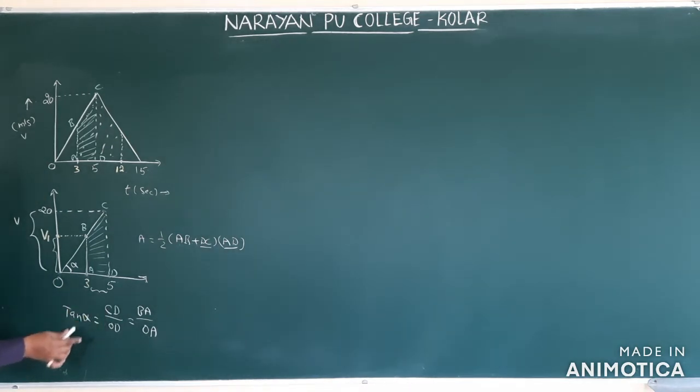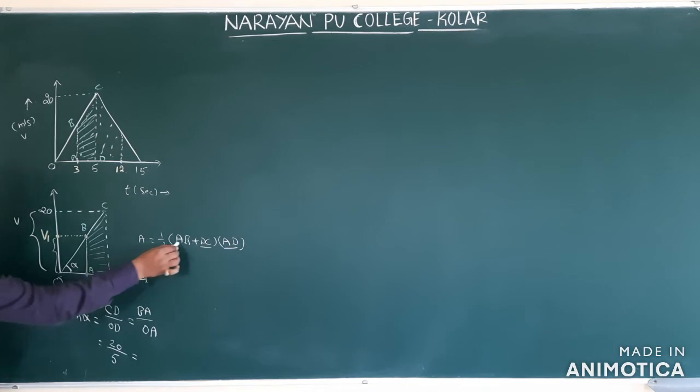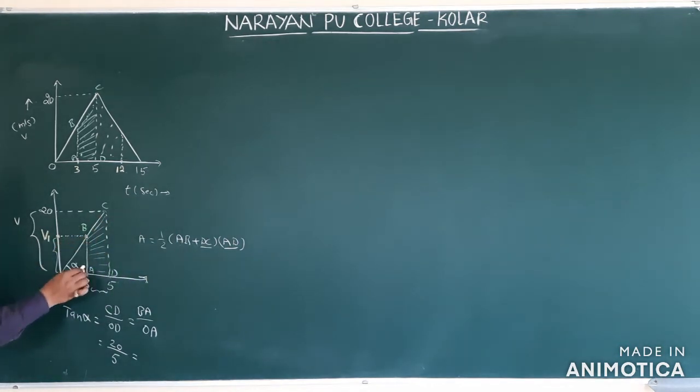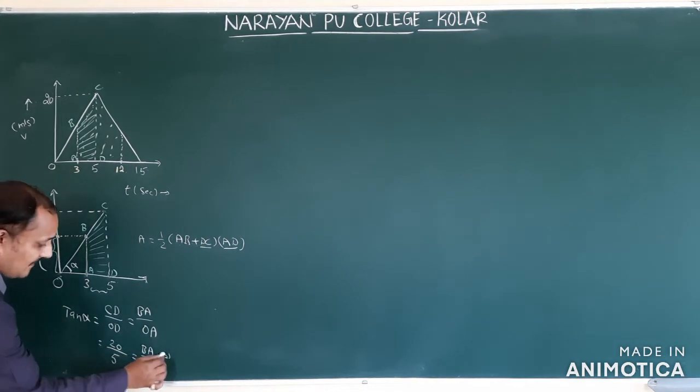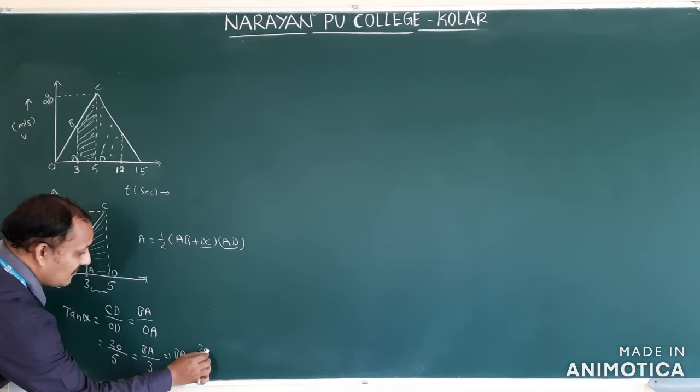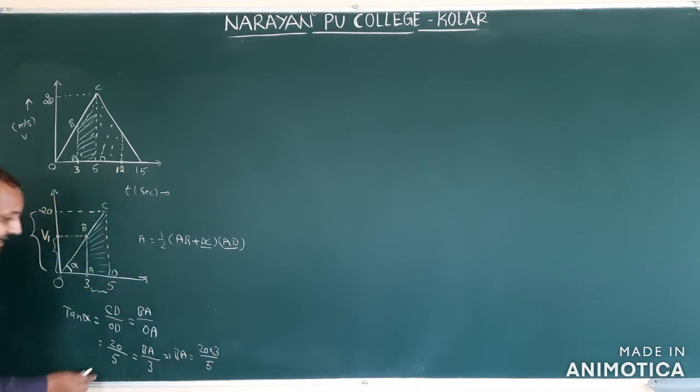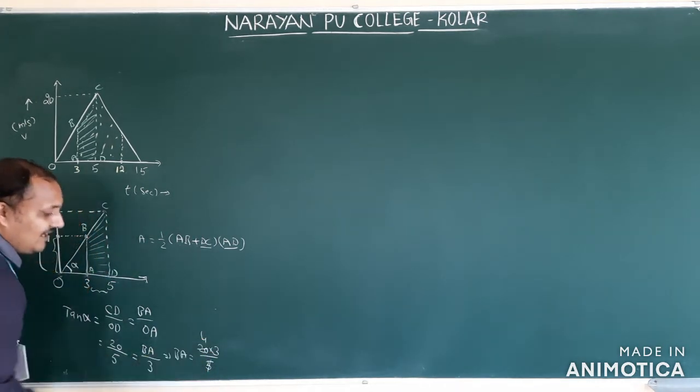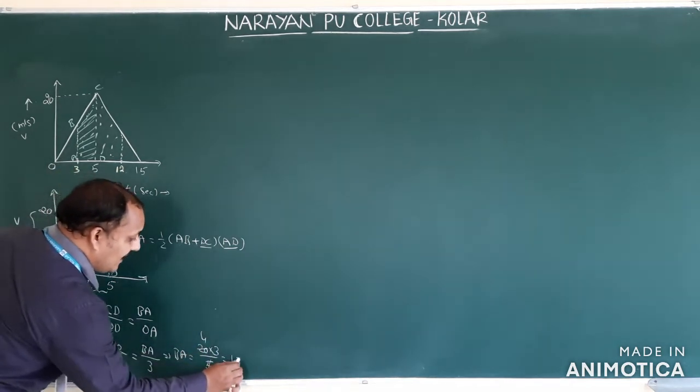We came to know CD. CD value how much? 20, by OD. OD value how much? 5, is equal to BA. This one only we want in this equation. Therefore, BA value we want. BA divided by OA is how much? 0 to 3. Therefore, 3. Then you will get BA: 3 into 20. So BA is equal to 20 into 3 by 5. 5 is cancelled in 20 4 times. Therefore, 4 into 3, 12.